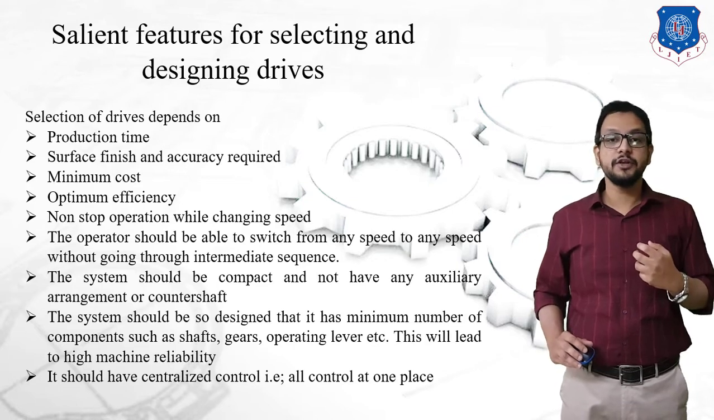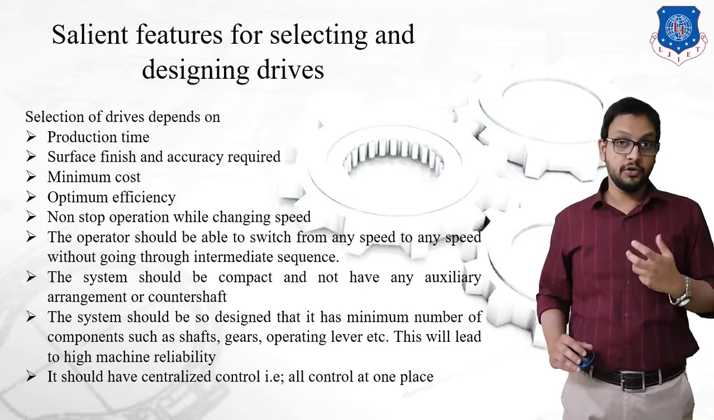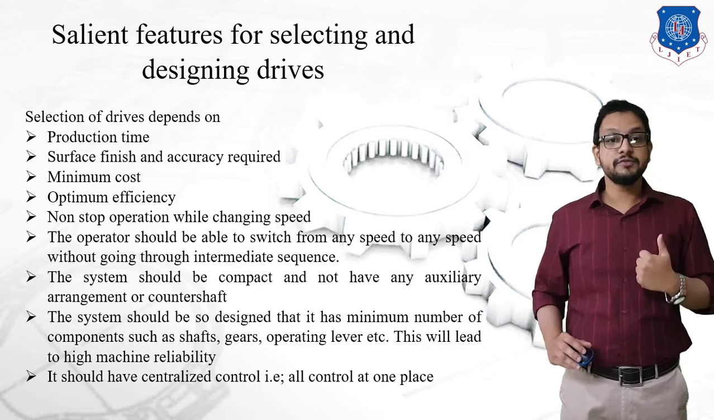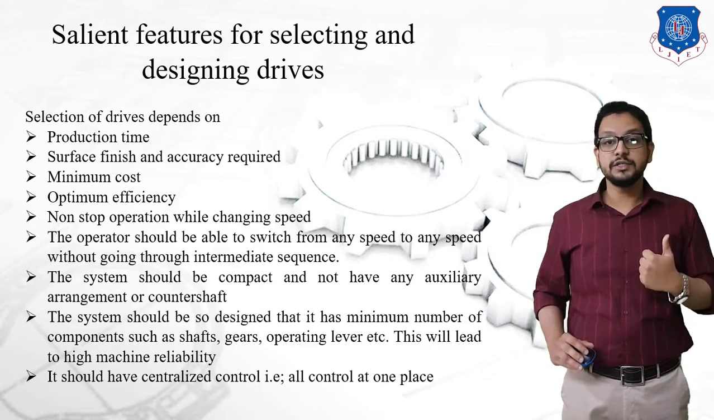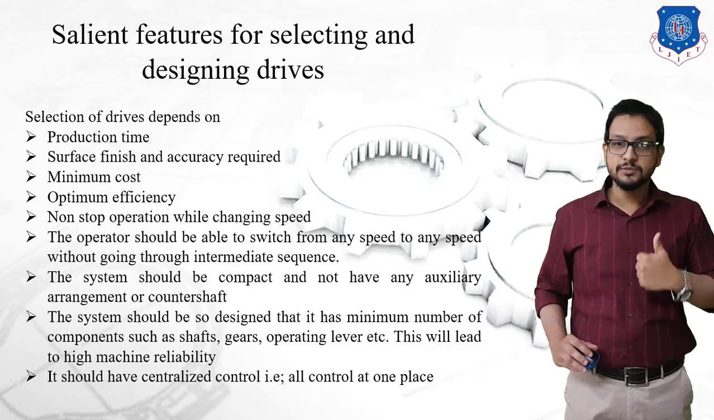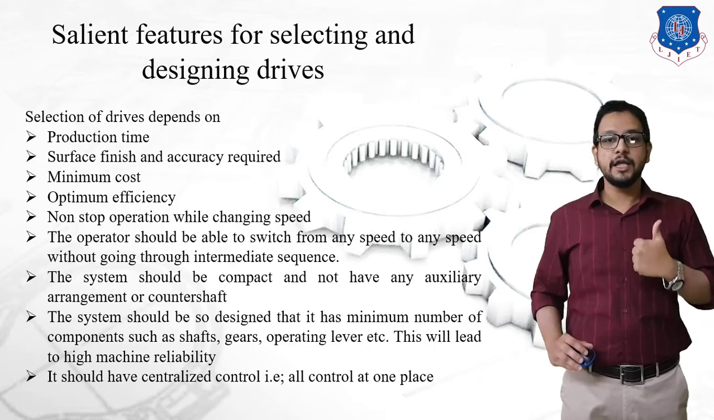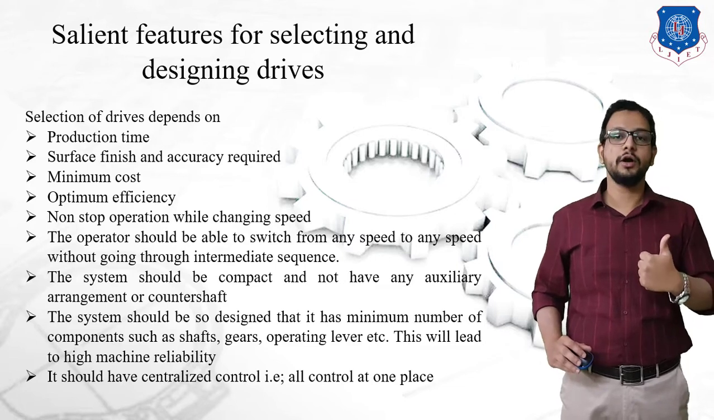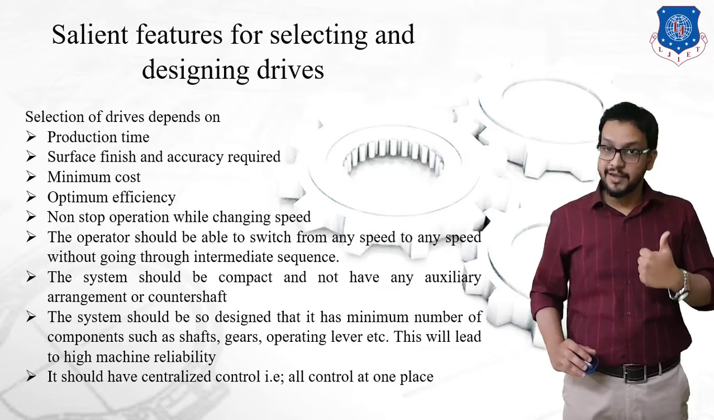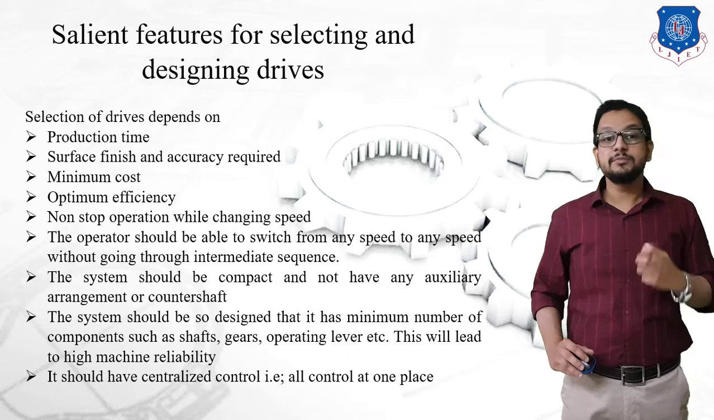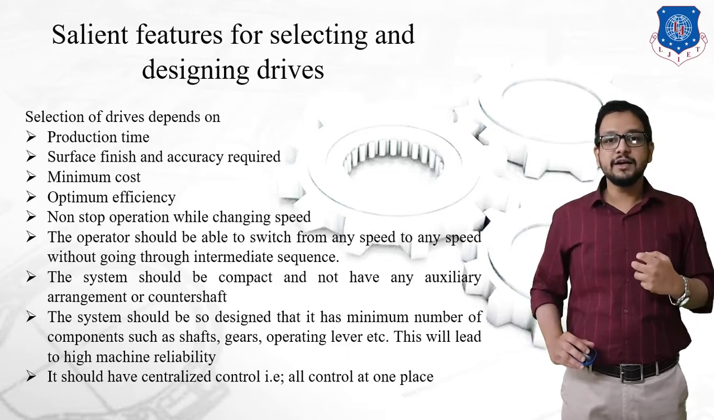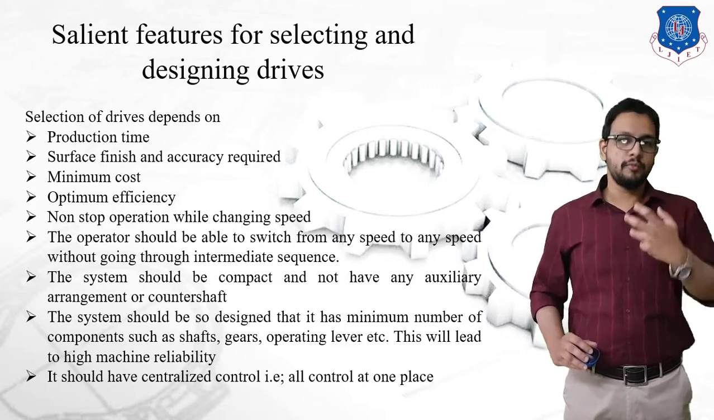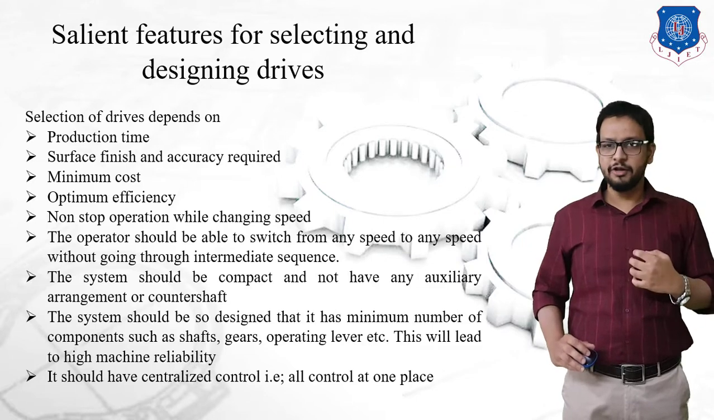Next is the surface finish and accuracy required. The higher the surface finish and accuracy required, we need to consider basically a gear drive. It is most suitable to provide an accurate surface finish because vibrations up to a certain extent are also avoided, and there is no slip by making use of gears. Next, minimum cost, that we should select a drive in such a way that it is economical. This is the most common criterion.